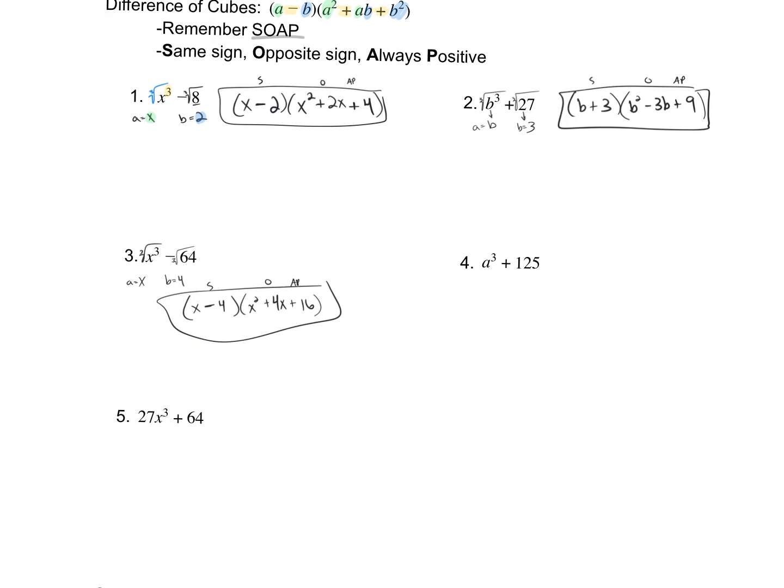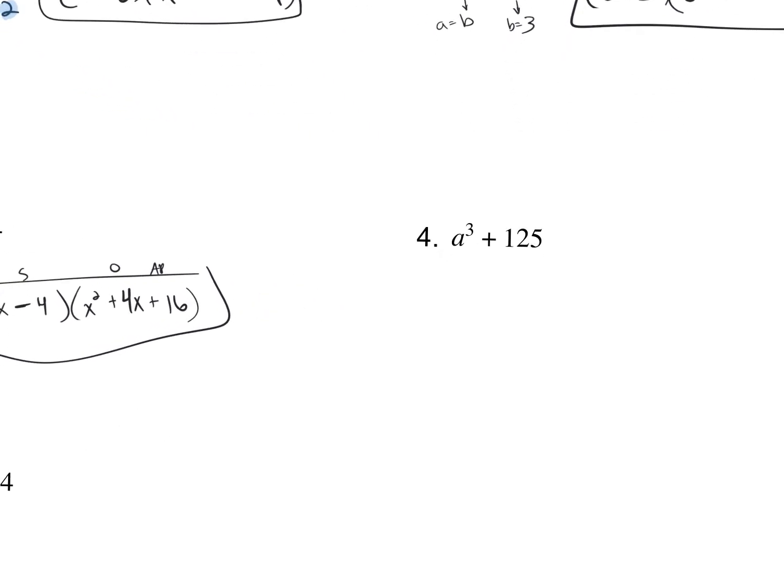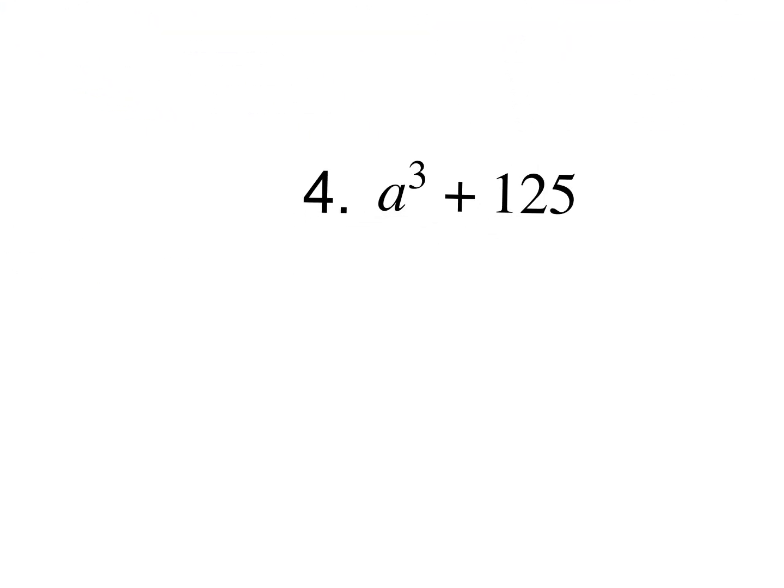Taking a look here at this next one. a cubed plus 125. So taking the cube root here, we get a for that first value. Taking the cube root here, we would get 5 for that second value.